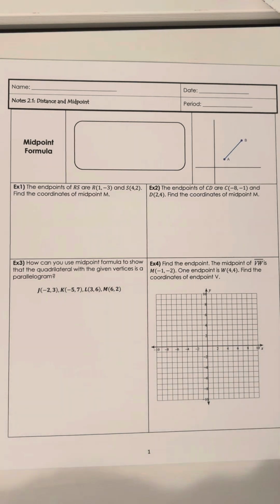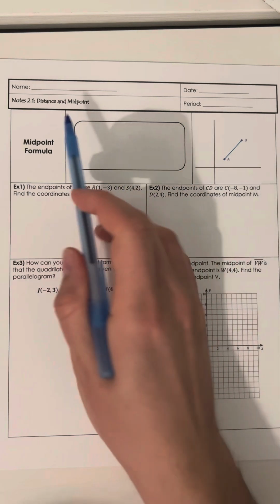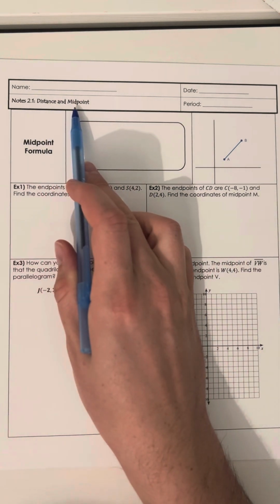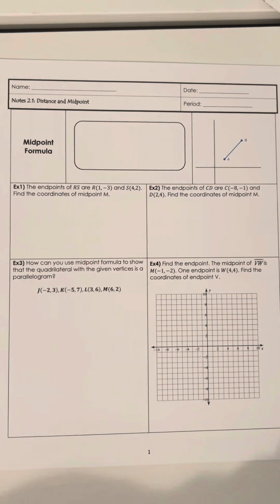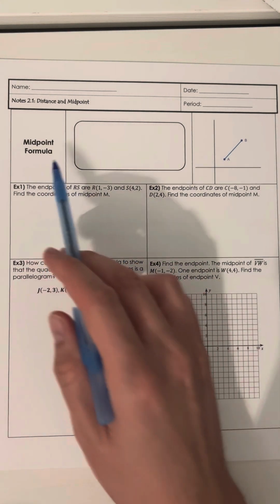Hey everyone, in this video we're going to be doing the 2.1 notes, and 2.1 is about distance and midpoint. We've already talked about these words a little bit, but now we're going to learn some formulas of how we can calculate these things in a coordinate plane, like a graph like this one. All right, so first let's go over the midpoint formula.